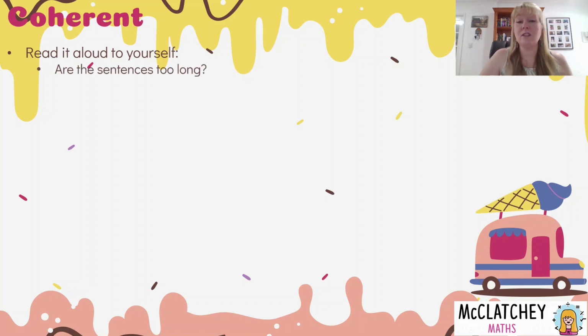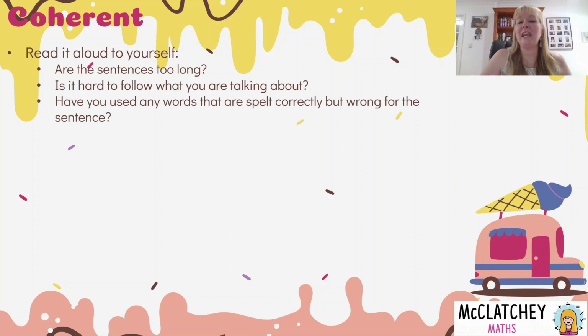Are your sentences too long? Sometimes sentences that go on and on and on and ramble lose their coherence. It's very hard to understand what you're saying or where you're going, so chop your sentences up. Is it hard to understand what you're talking about? That is also something to check when you're reading it out loud. Did you use any words that are spelt correctly but are wrong for the sentence?